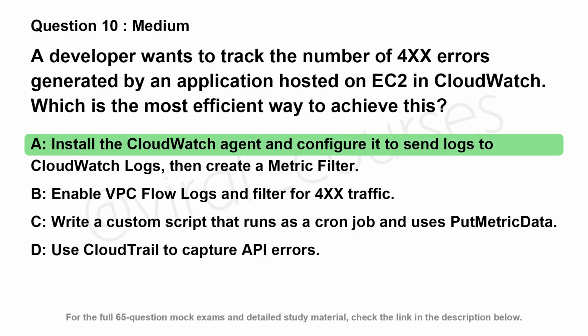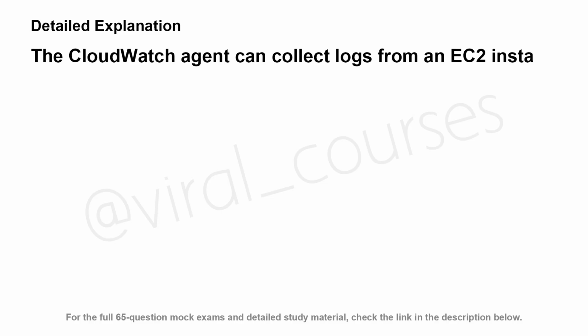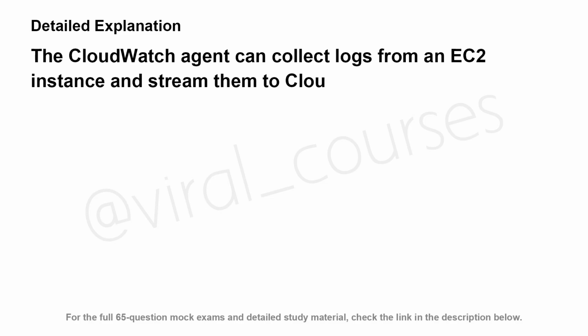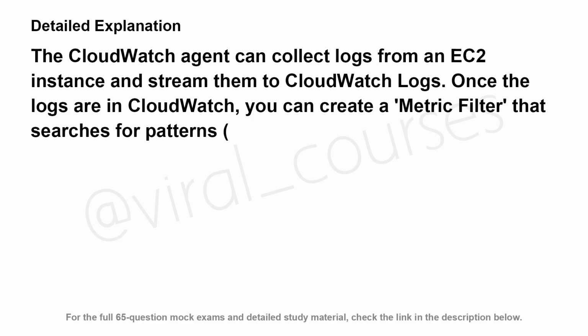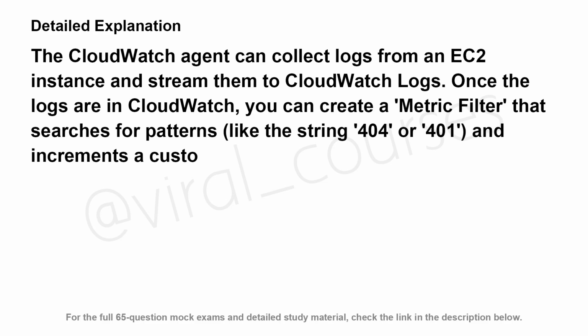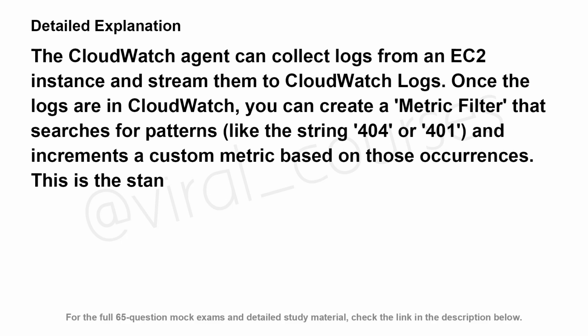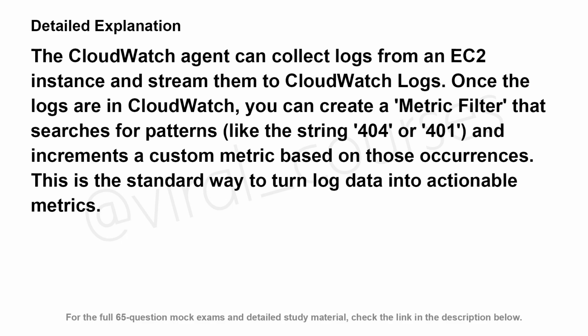The correct answer is A. The CloudWatch agent can collect logs from an EC2 instance and stream them to CloudWatch Logs. Once the logs are in CloudWatch, you can create a metric filter that searches for patterns, like the string 404 or 401, and increments a custom metric based on those occurrences. This is the standard way to turn log data into actionable metrics.